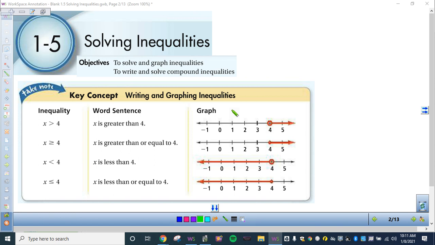You guys may or may not remember from doing inequalities in the past. We have "and" and "or" inequalities. Those are the compound ones. We'll talk about that later in the lesson. Do not write this whole chart down. We're just going to kind of talk about it, and you write down whatever you need to write down.